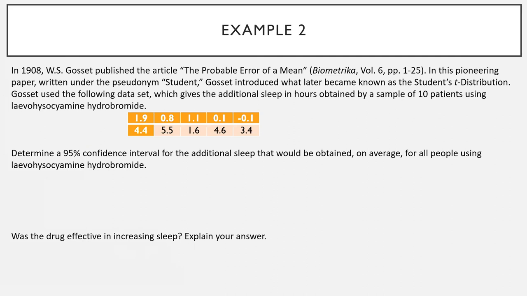Gosset used the following data set, which gives the additional sleep in hours obtained by a sample of 10 patients using this drug. I'm just going to call it the sleep drug. I'm not even going to try to pronounce that. If you can pronounce it, you're a better person than I am. So this is the actual data he has, and it is the additional hours of sleep people got using the sleep drug.